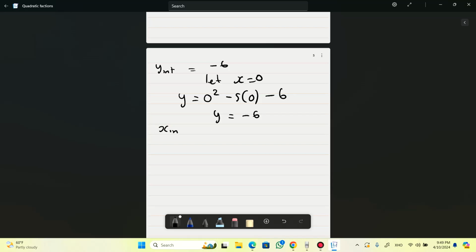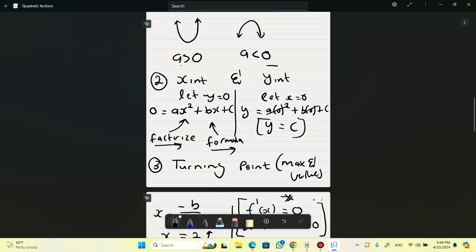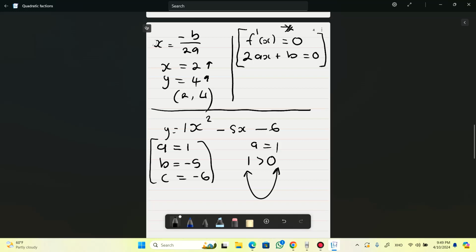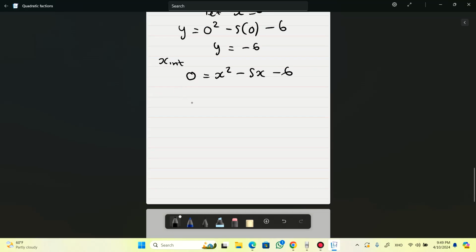Now to find the x-intercept, remember we said we let our y equal to 0. So if I let y equal to 0, what will I have? I have 0 is equal to x squared minus 5x minus 6. So in this case, we could either use the quadratic formula or we can factorize. So I'm going to use both in this case. Let's first factorize. So we have two brackets here. I'll have x, then I'll have x.